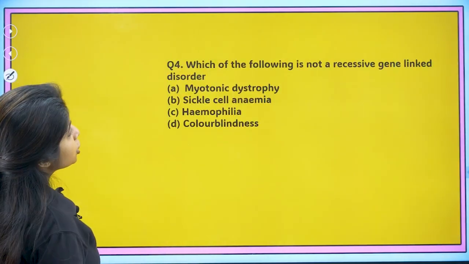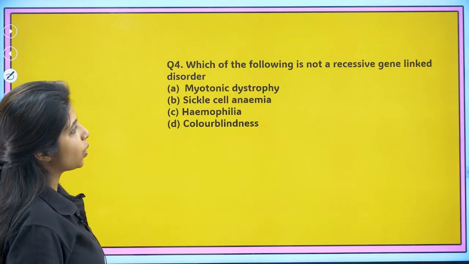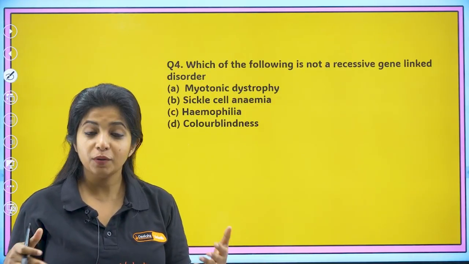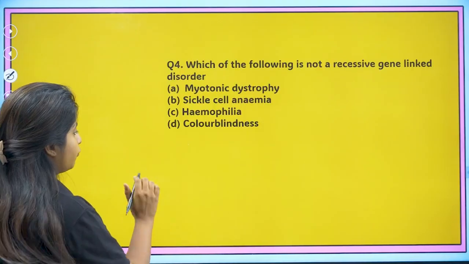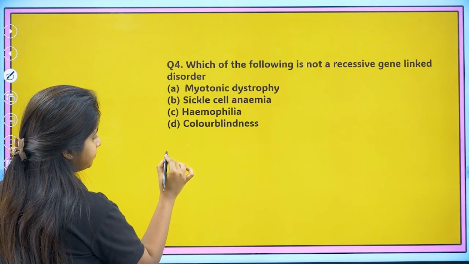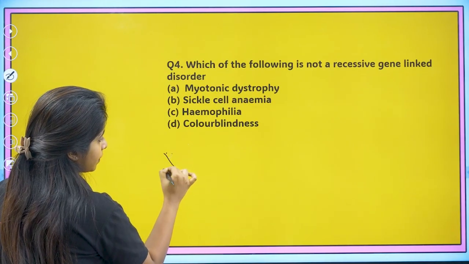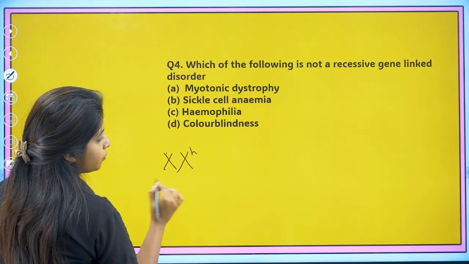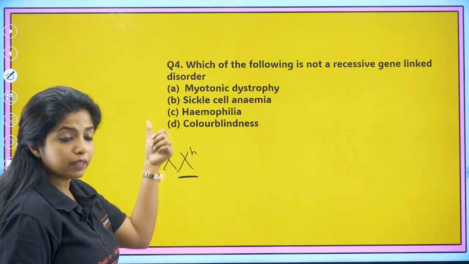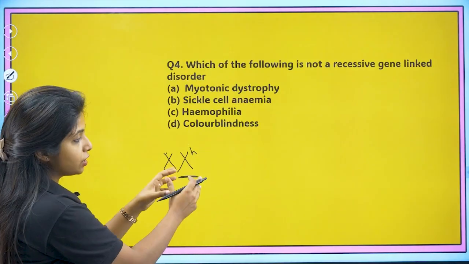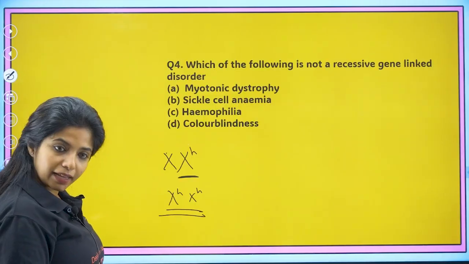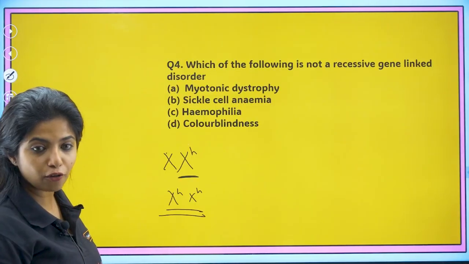Cool. Let's go. Which of the following is not a recessive gene linked disorder? That is what is being asked. What do you mean by recessive gene disorder? For example, suppose there is a chromosome. Over here, suppose this is the condition where there is a normal X and an X which is affected. Will the person have the disease? No, because it's a recessive disorder, and a recessive disorder will appear only if both the chromosomes are affected. That's the only possibility for it to happen.